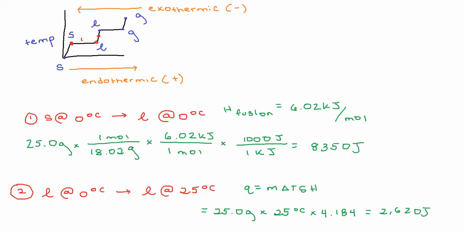Okay? And so to find the total energy, the energy needed to go from a solid to a liquid, which is step 1, then from a liquid at 0 to a liquid at 25, which is step 2, I simply need to take these two values and add them together. So I'm going to add 8,350 plus 2,620. Okay? If you put just two sig figs here, that's totally fine. And what I end up getting for my final answer is 10,970 joules, and that's my answer, and that's all there is to it.